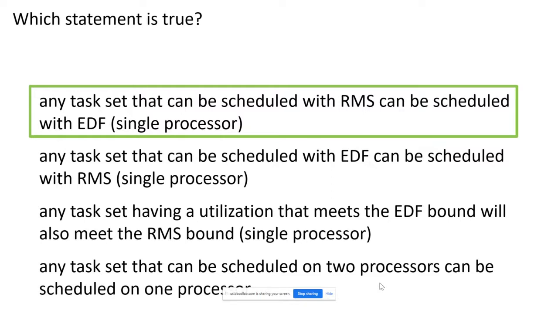Yeah, so obviously the second one isn't true, because I just said you can do EDF schedules that can't be done with RMS. And then, any task set having utilization that meets the EDF bound will also meet the RMS bound. That's wrong. The RMS bound is different. Any task set that can be scheduled on 2 processors can be scheduled on 1. Well, that doesn't make any sense at all. Although the question was kind of vague, because I didn't say which algorithm.